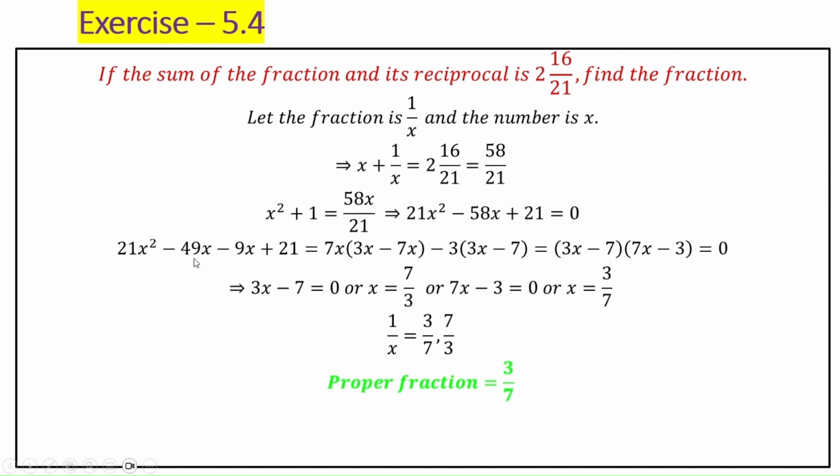So you can make it 49 into 9, basically 21 into 21. That will give us (3x minus 7) into (7x minus 3) equal to 0, or x is equal to two values: one is 7 by 3, the other one is 3 by 7. And 1 by x will be 3 by 7 or 7 by 3. So both answers are possible for the fraction, but just to give a proper fraction, it is 3 by 7. 3 by 7 is a proper fraction, and the other one, 7 by 3, is an improper fraction. You can call either, but one of them is the fraction basically.